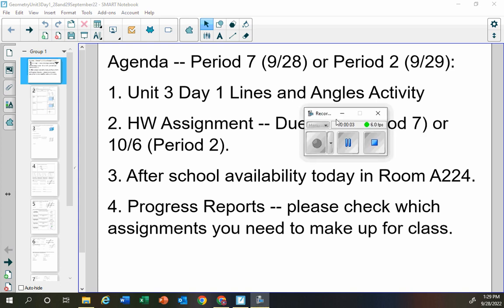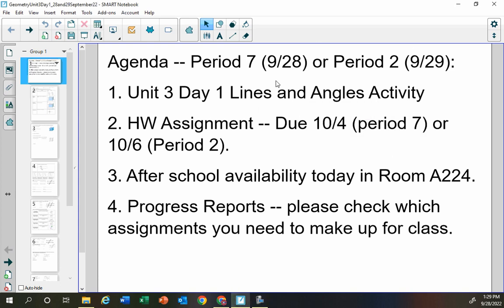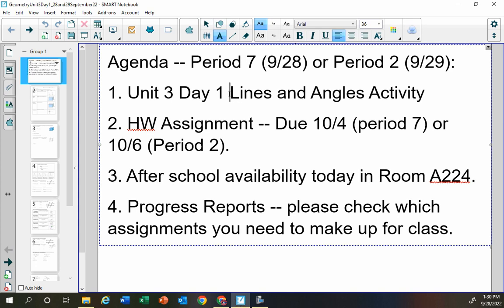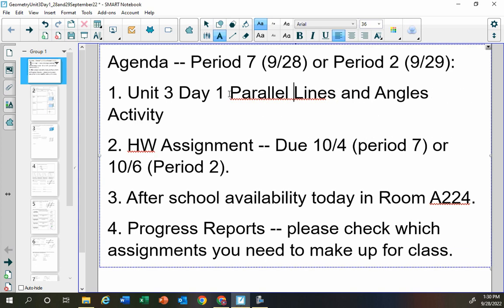All right, so what we have going on, we're going to start a new unit: lines, angles, activity. Basically, the lines are going to be mainly parallel. So I forgot to write that part. Parallel lines and angles activity. You will have a short homework assignment. It's not going to be due until, not next class, but the following class.